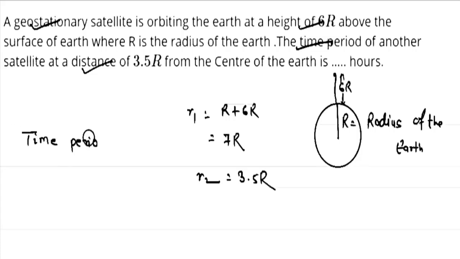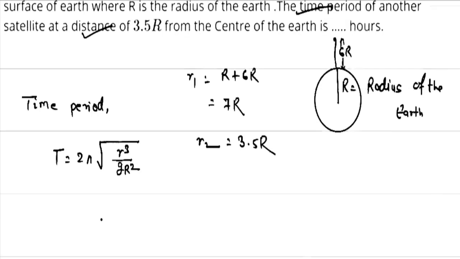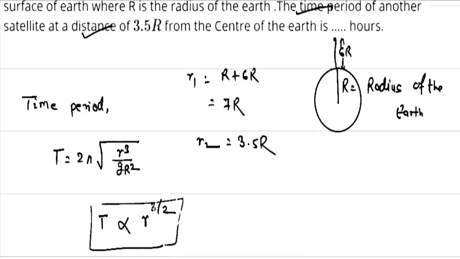The time period is given by the formula T equals 2 pi root under R cubed divided by G, and this is R squared. We see here 2 pi is a constant, G is also constant. So we can say that time period T is directly proportional to R. Here the power is cube and this is root, so this becomes R raised to the power 3 by 2. So the time period T is directly proportional to R raised to the power 3 by 2.